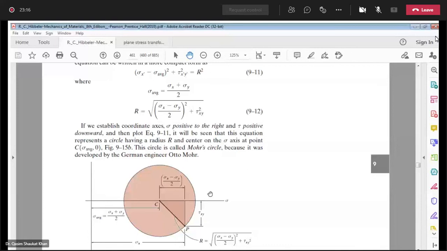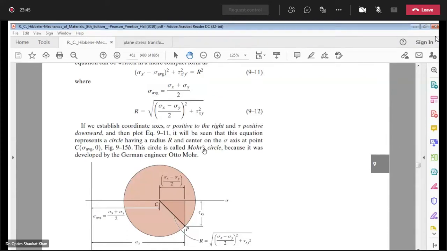You have your normal stresses sigma x, sigma y, and the shear stress tau xy to start with the circle. So the first step is you will calculate the average stress. Sigma average is equal to sigma x plus sigma y over 2.